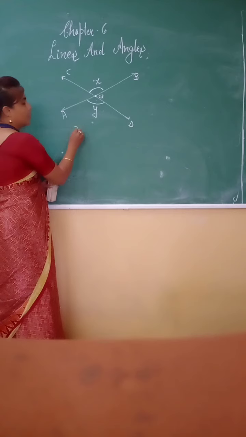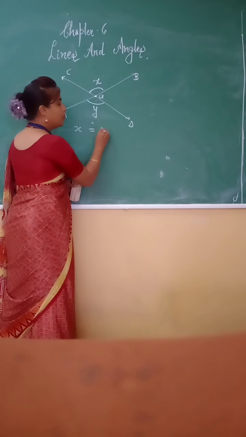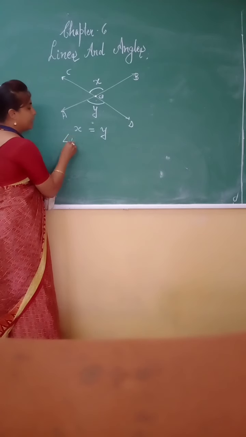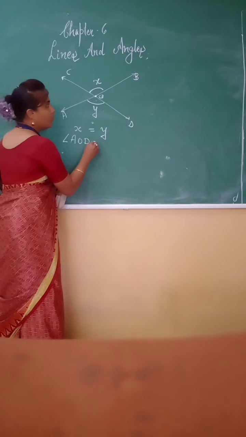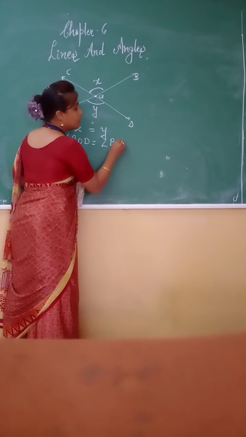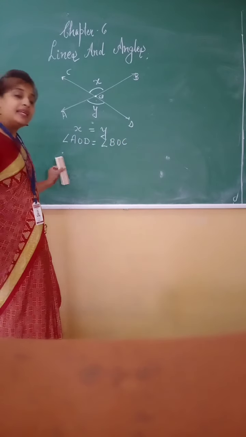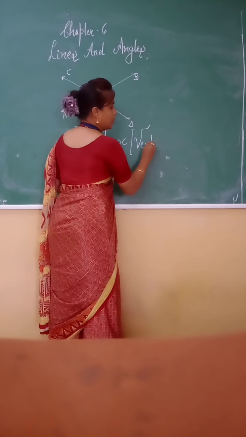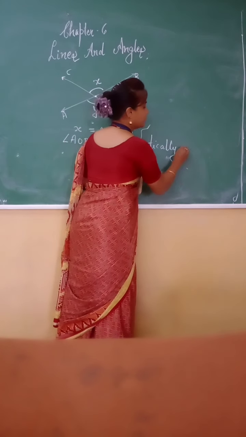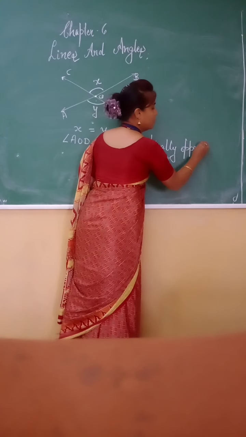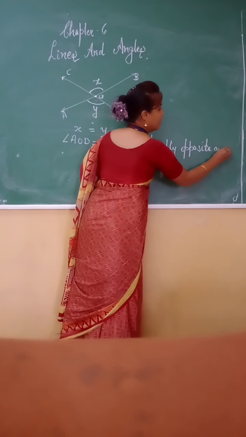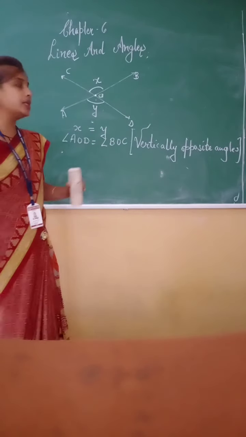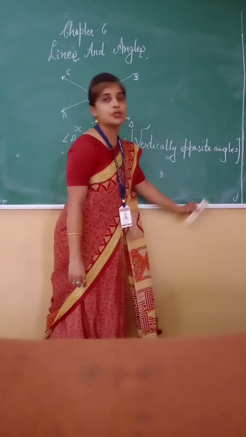The measure of angle X will be equal to angle Y, or we can say here that angle AOD will be equal to angle BOC. It is known as vertically opposite angles. What is it known as? It is known as vertically opposite angles.